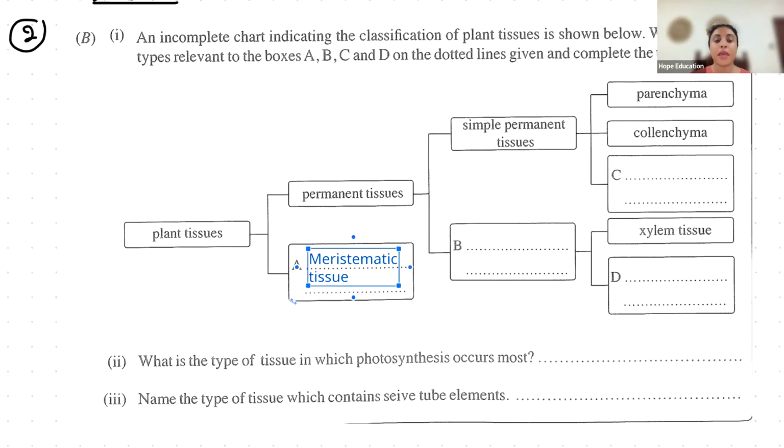Anyways. Then permanent tissues can be divided into simple permanent tissues and what is B? Yes. Complex permanent tissues.